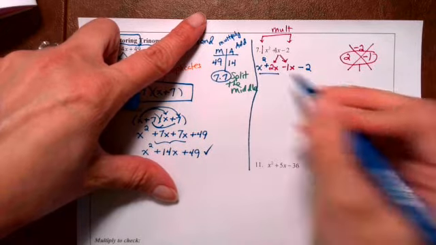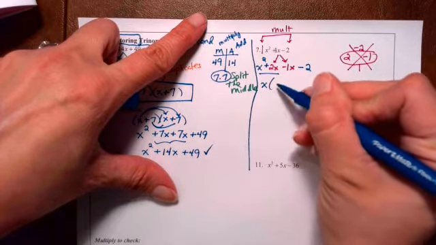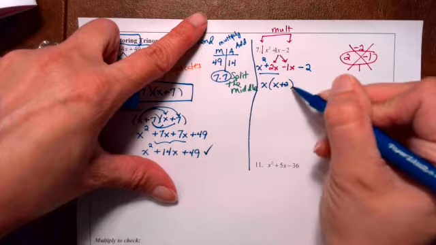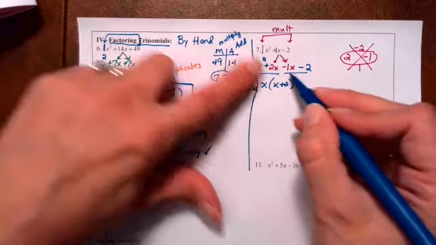The first two have an x in common. Let's take that out. And that gives us x plus 2. From the second group, they both have a negative.